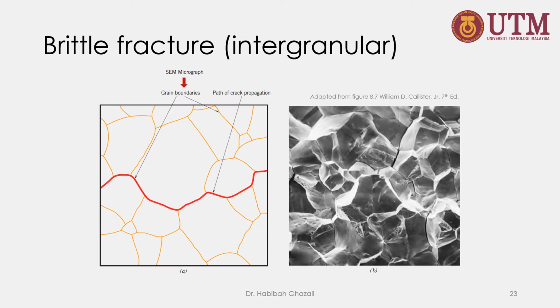Another mechanism of brittle fracture is what we call intergranular brittle fracture. With intergranular brittle fracture, the path of the crack propagation is through the grain boundary. And this is the scanning electron microscope image of intergranular brittle fracture. You can see that for this one, the fracture surface is also quite smooth compared to ductile materials.